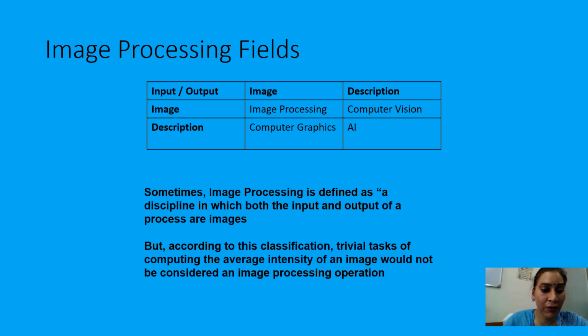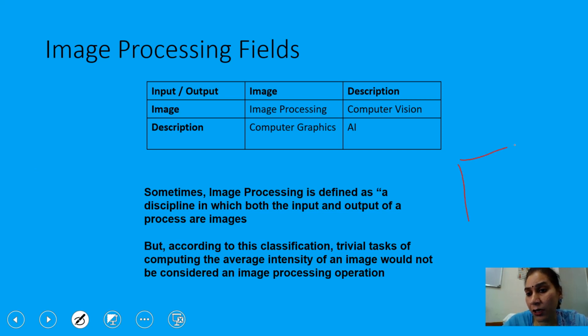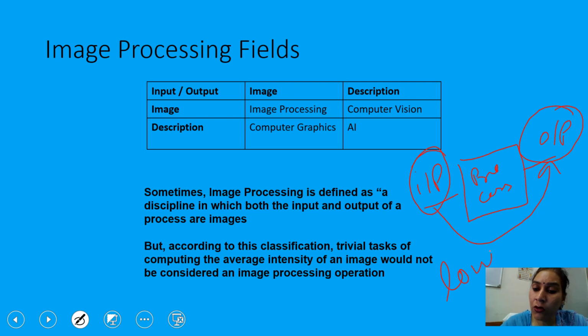Means if we are having a block, let's say I'm talking about this block and this is some process, and this is my input and this is my output. When I am talking about input is image and output is image, that type of processes are called low level processes. We are discussing in detail what we mean by low level, mid level and high level.